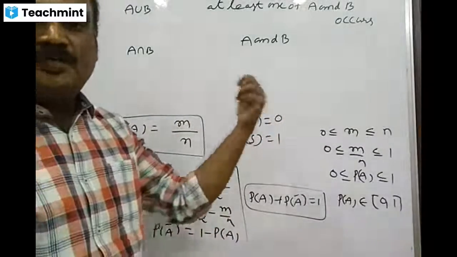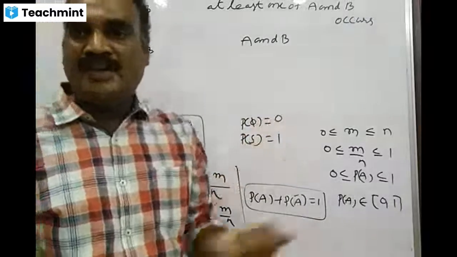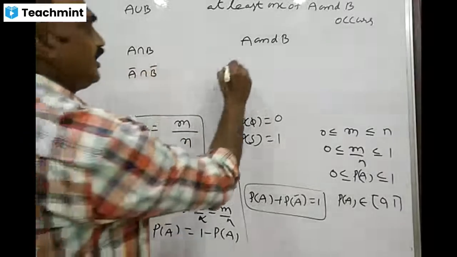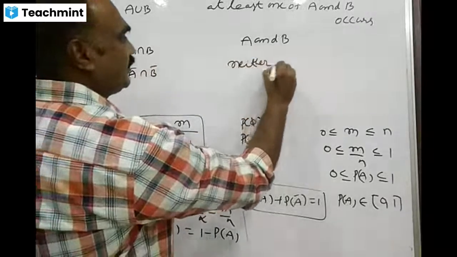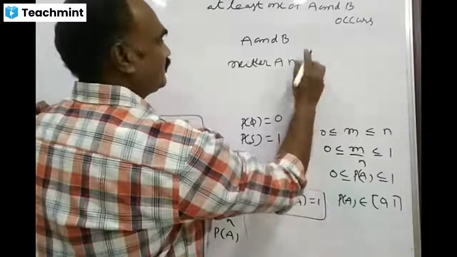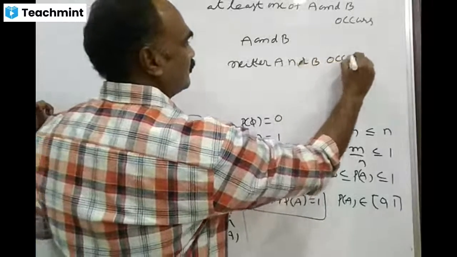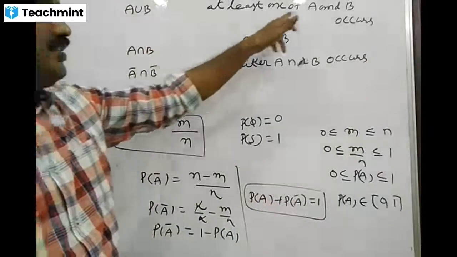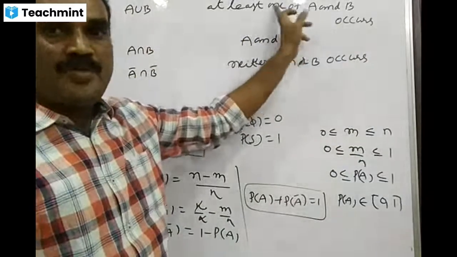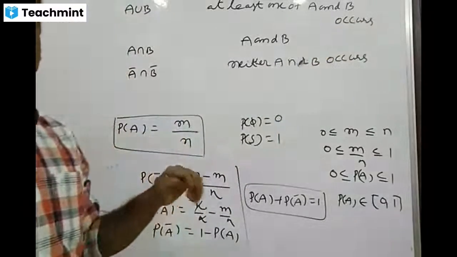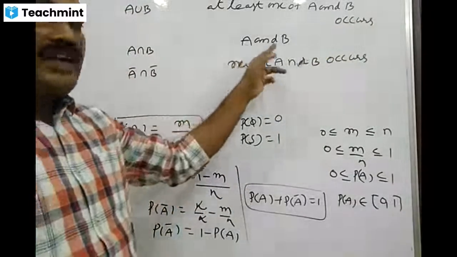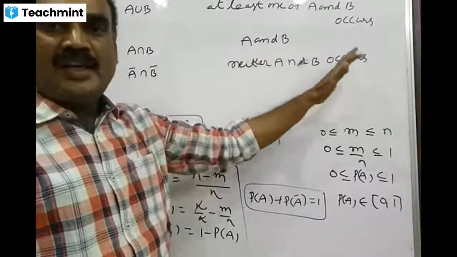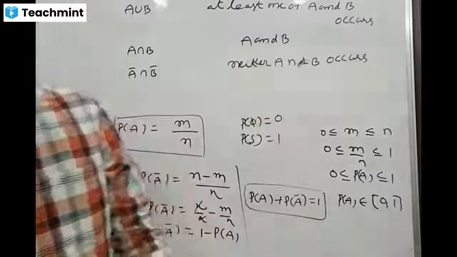Probability of neither A nor B occurs means calculate probability of A bar intersection B bar. And A bar intersection B bar means neither A nor B occurs. So, at least one of A and B occurs is the probability of A union B; A and B occurs is A intersection B; neither A nor B occurs is A bar intersection B bar.